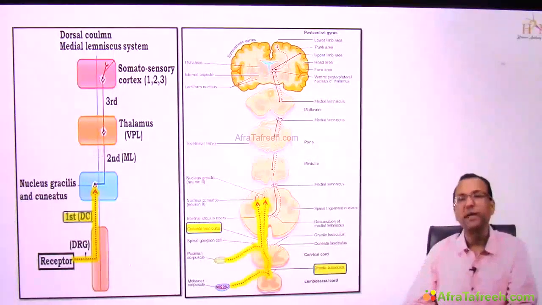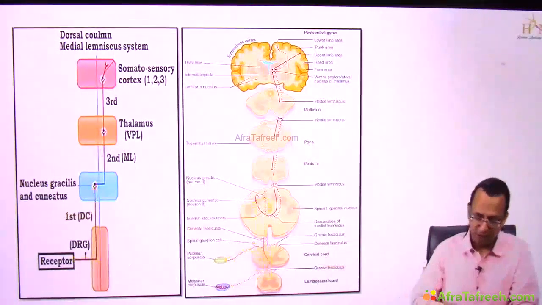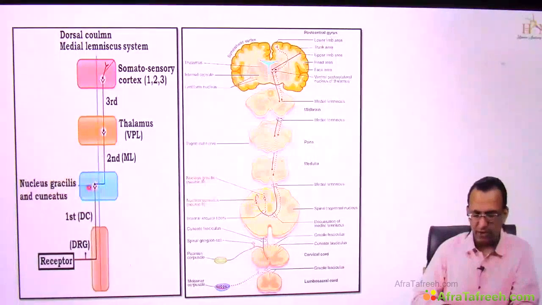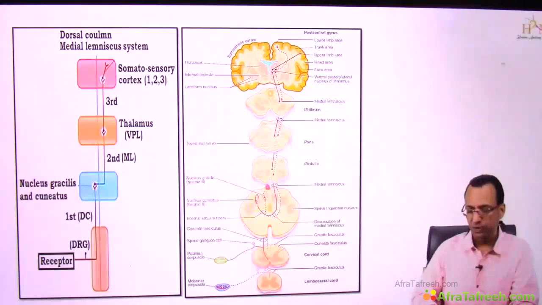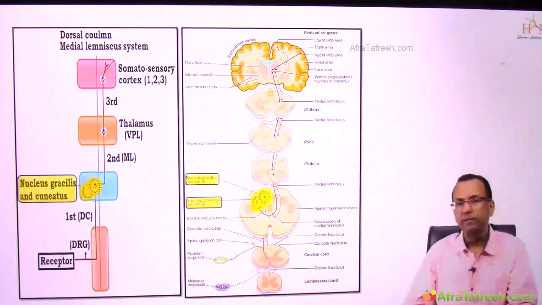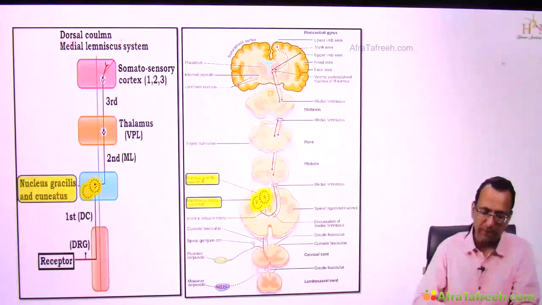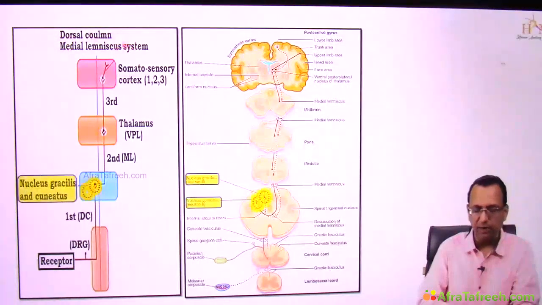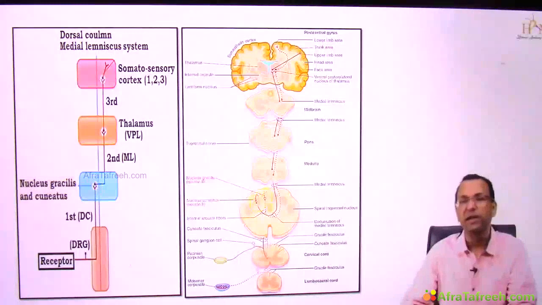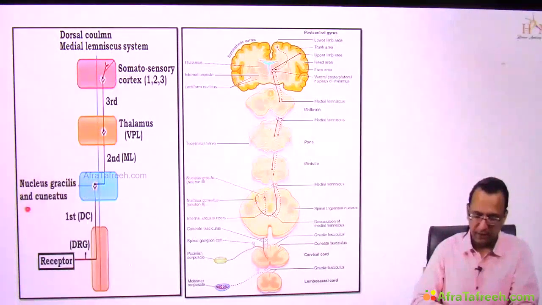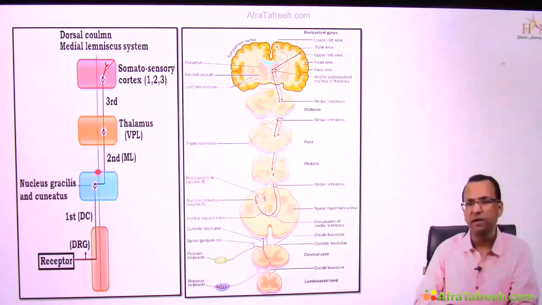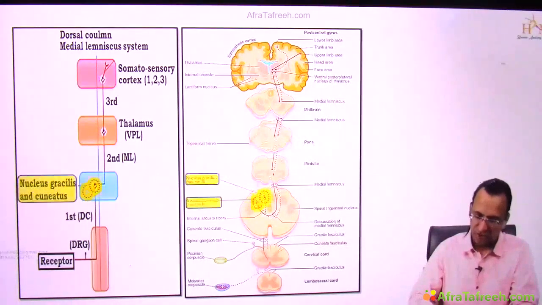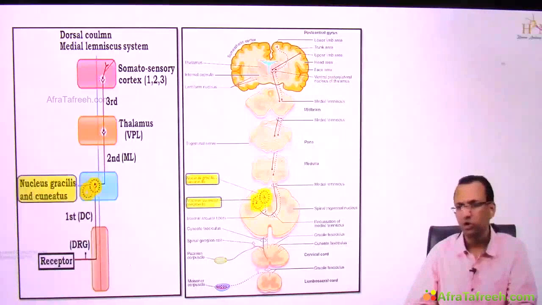Now they're going to synapse in the nuclei cuneatus and gracilis. These nuclei are actually in the medial medulla, so they will not be affected in Wallenberg syndrome. Remember, the dorsal column medial lemniscal system is not affected in Wallenberg syndrome because it is running near the midline. So the synapse is in the nucleus gracilis and cuneatus, which is in the medial medulla, not affected by Wallenberg syndrome.